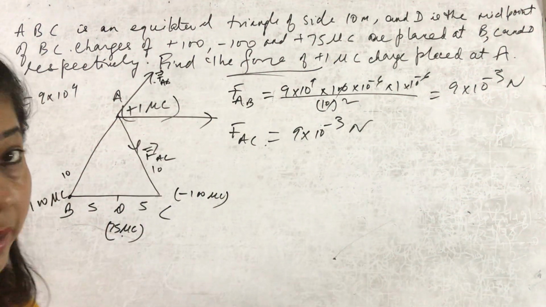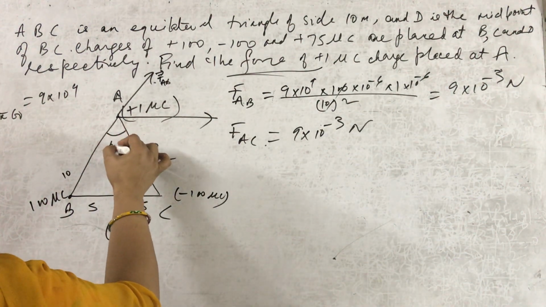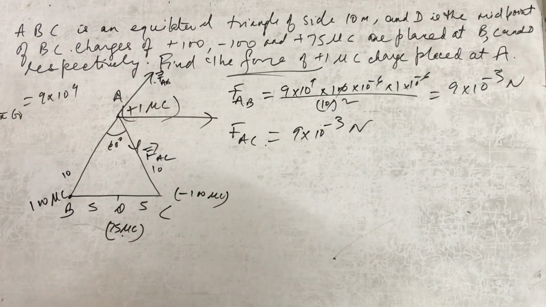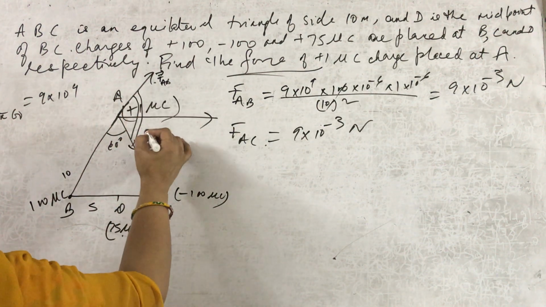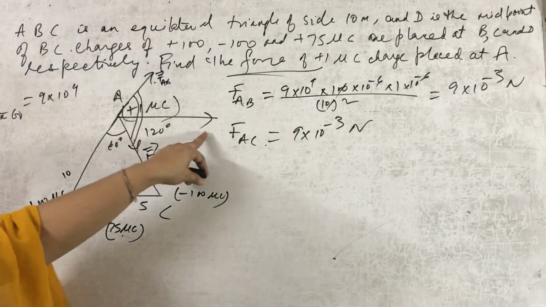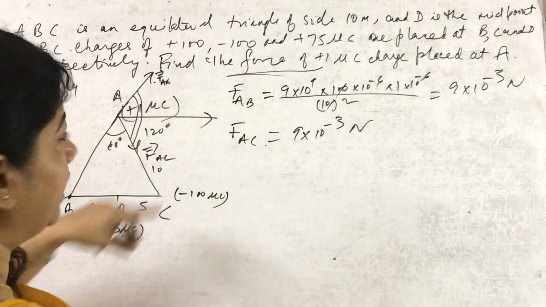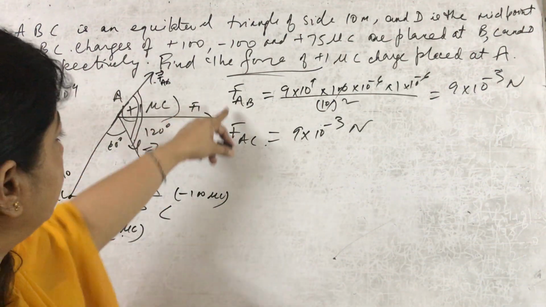Now here in the question, it is an equilateral triangle, which means each angle is 60 degrees. If each angle is 60 degrees, this is a complete straight line. So how much will this one be? This one should be 120 degrees, isn't it? So let us denote this as F1. F1 is the resultant between these two forces.